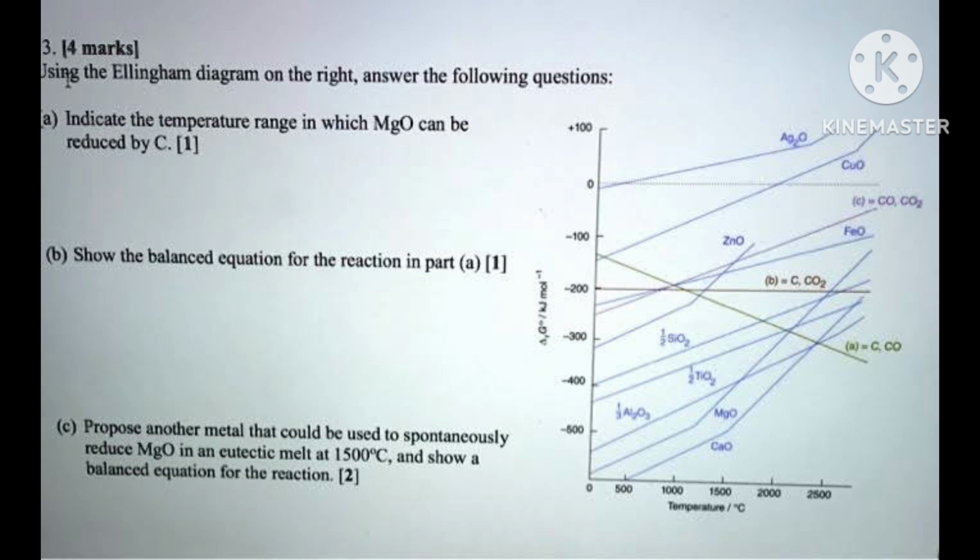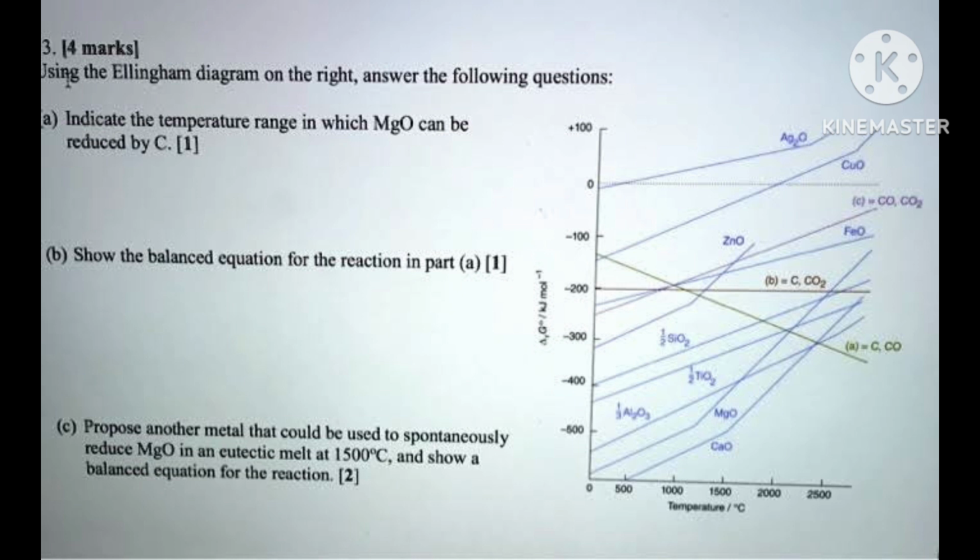Then below that point, suppose it is A, below that point delta G will be negative. Delta G will be negative. Okay. Below that point magnesium can reduce alumina.